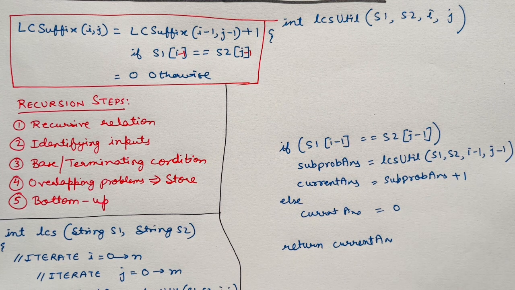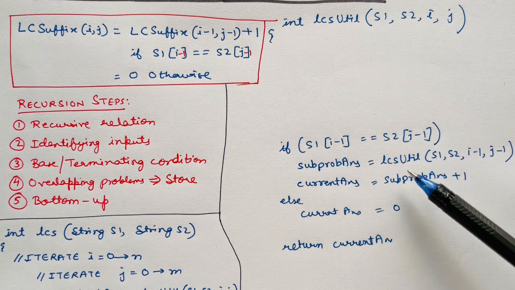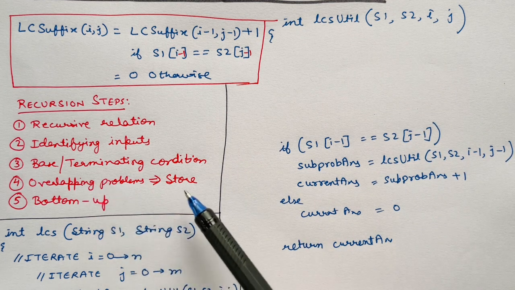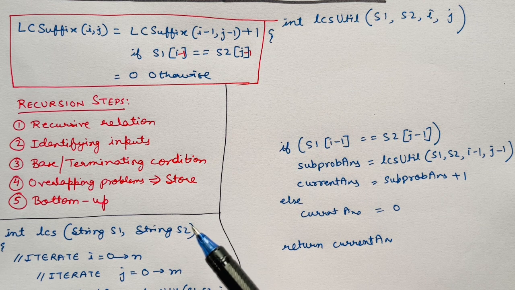But is this complete? No, it is not complete. Why? Because this will go into infinite recursion as the same method keeps calling on itself. So we need something called a base or terminating condition. And when does the base or terminating condition arise? It is usually reached when our input is the smallest.